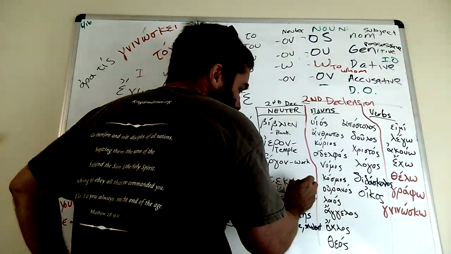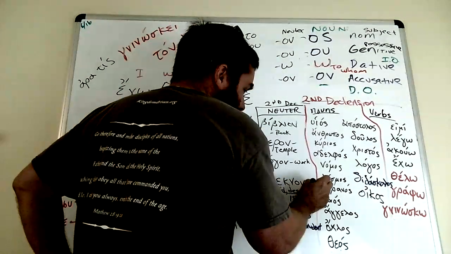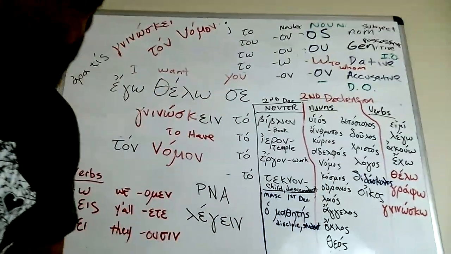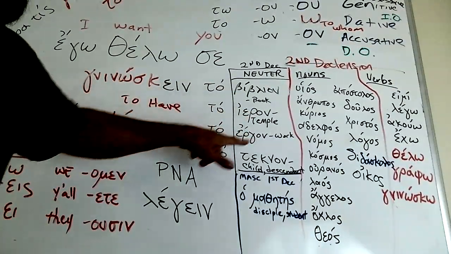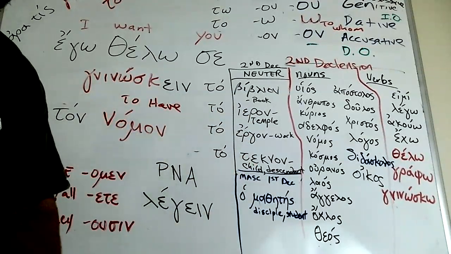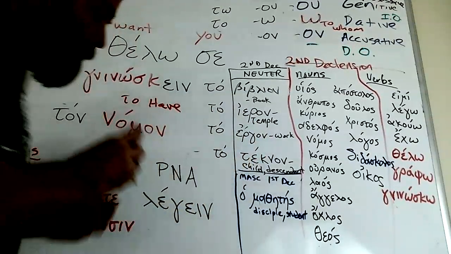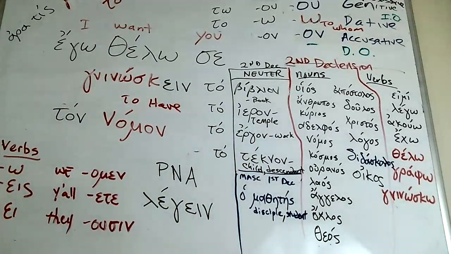So I'm going to pull out Word. It's hard to see it. Let me see if I can get that up close. Can you guys see that? To biblion, to hieron, to ergon, to teknon. Teknon can also mean descendant, you said? Yeah, exactly. It doesn't have to mean child.